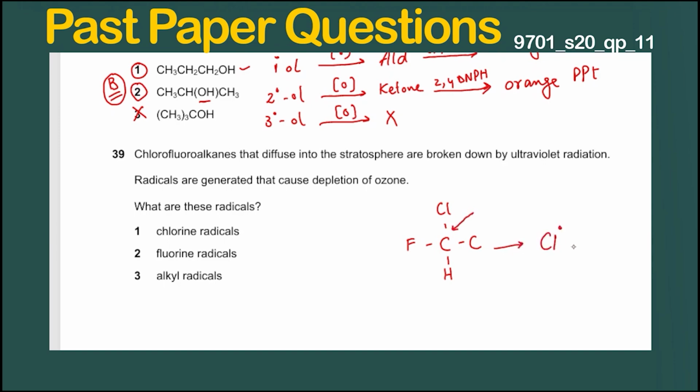and the chlorine radical will form, and further it will attack the ozone and that will form oxygen. Ozone gets depleted. Chlorine radicals are going to break down the ozone molecule. What are these radicals that deplete ozone? Remember, it is the chlorine radical. All right, chlorine radical, not fluorine radical, not alkyl radicals. Only the first statement is correct, so D must be your answer.